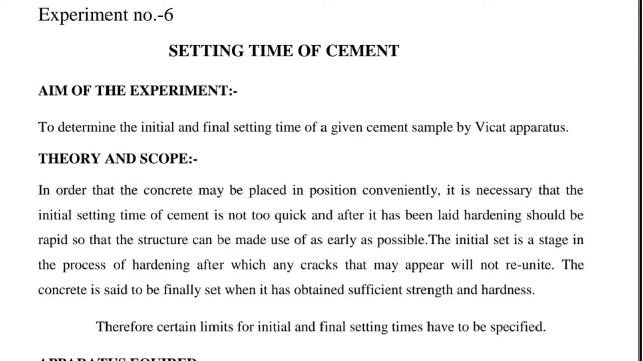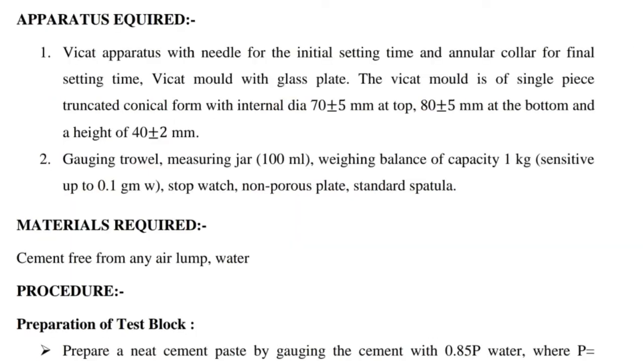The initial set is a stage in the process of hardening, after which any cracks that may appear will not reunite. The concrete is said to be finally set when it has obtained sufficient strength and hardness. Therefore, certain limits for initial and final setting times have to be specified.